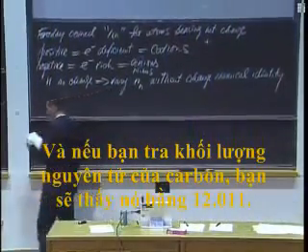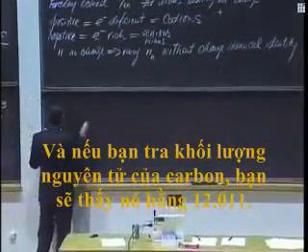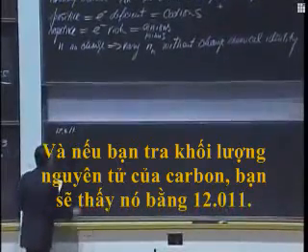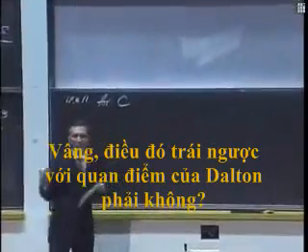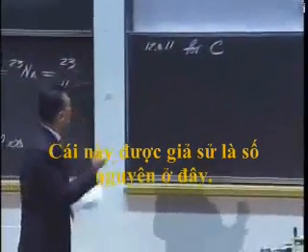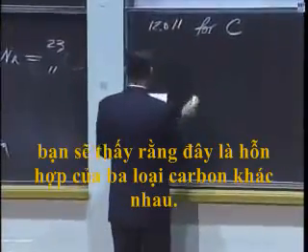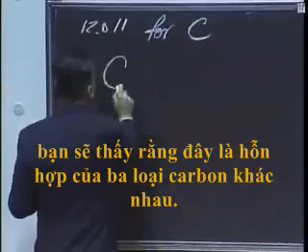And so you can look, for example, at the periodic table. And if you look up the atomic mass of carbon, you'll see that carbon comes at 12.011. Well, isn't this against Dalton? This thing's supposed to be a whole number here. But if you look more carefully, you'll find that this is a blend of 3 different forms of carbon.